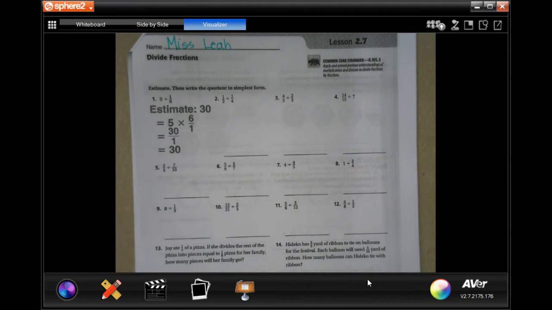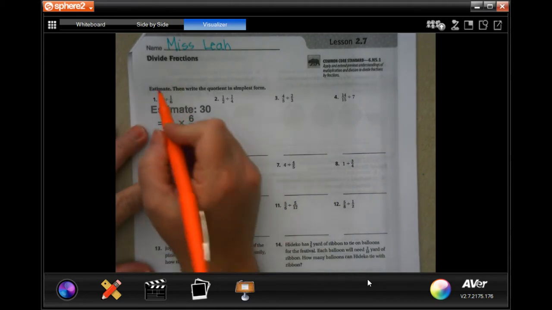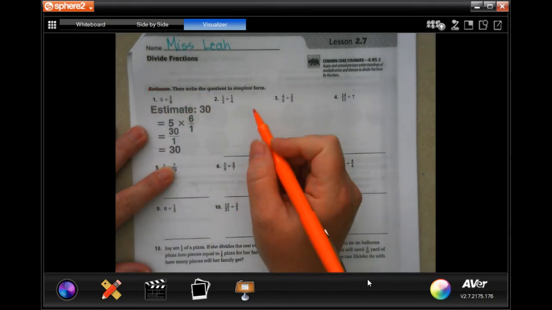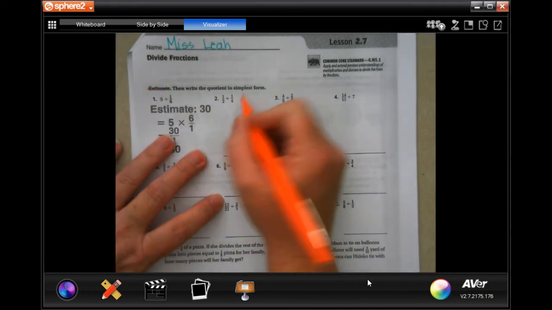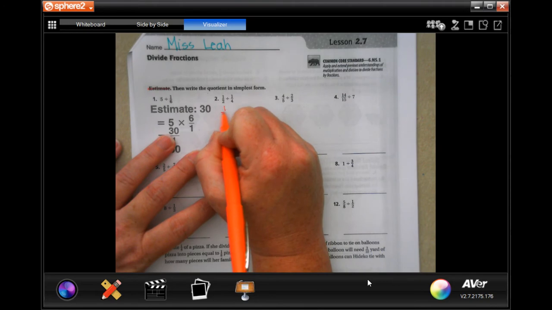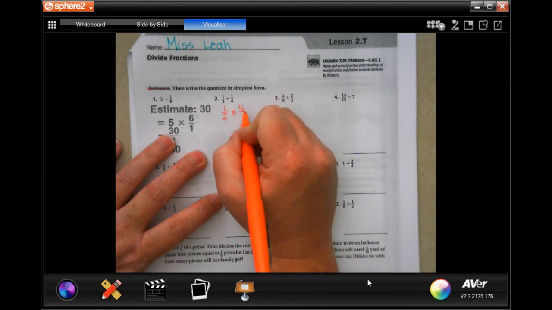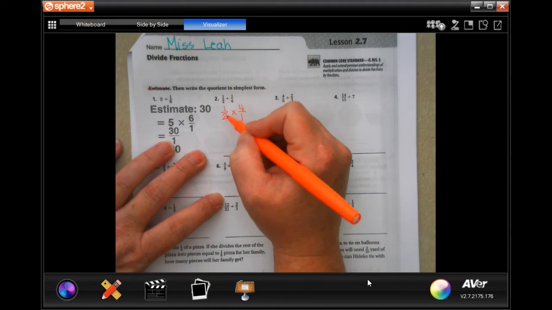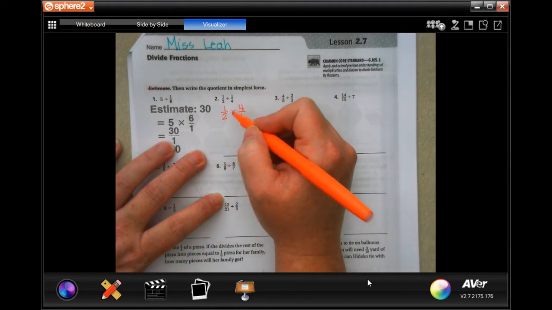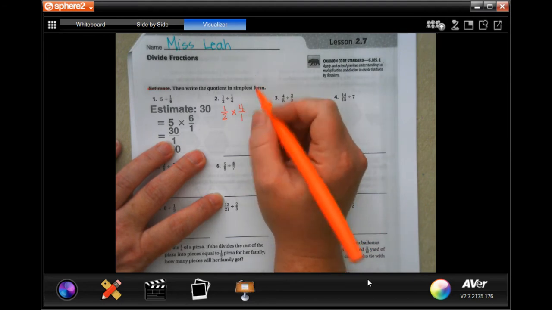We're going to go ahead and get started with number 2. Now, for our purposes, we are not going to estimate. We are going to do the math, okay? So, when we are dividing fractions, we change the sign, and then we flip, okay? So I keep the 1/2, I change the divide to multiply, and then I flip the 1/4 to 4/1, okay?